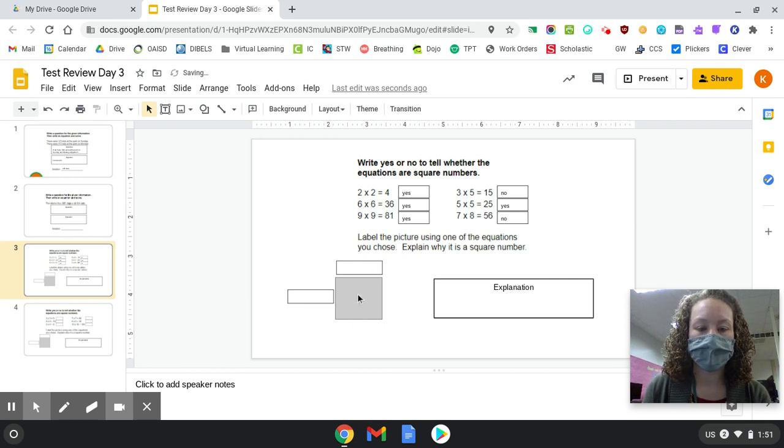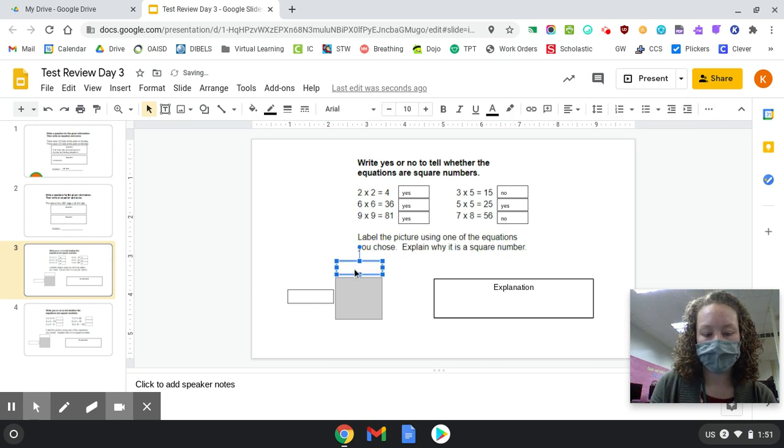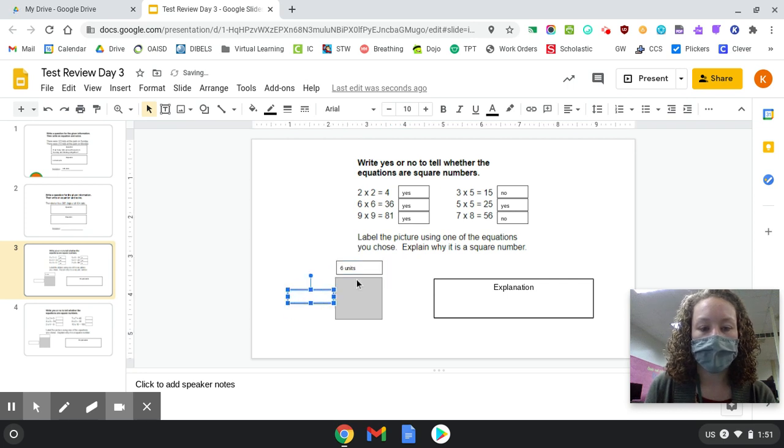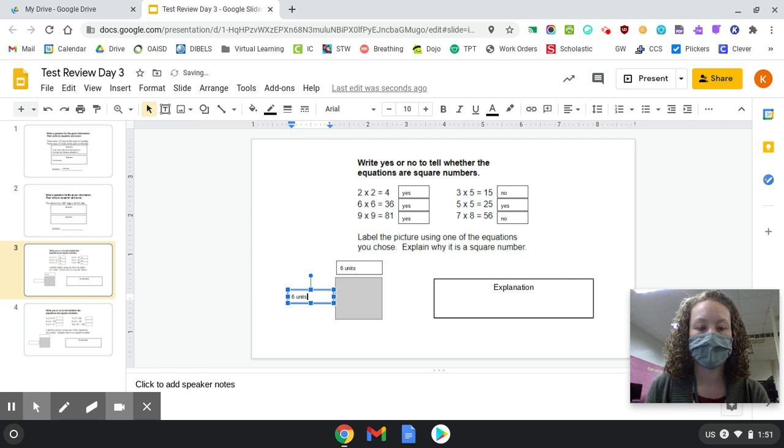So here I have a picture of a square, this gray square. I'm going to choose any of my equations from up here that were squares and fill in these labels. I think I'll do 6 by 6. So I'm going to label this side length 6. We don't know if it's centimeters, inches, miles, yards. We don't know what the unit is, so we can just put units. Now, if this is a square and this side is 6, then this side also has to be 6 units because it's a square. All sides have to be the same.